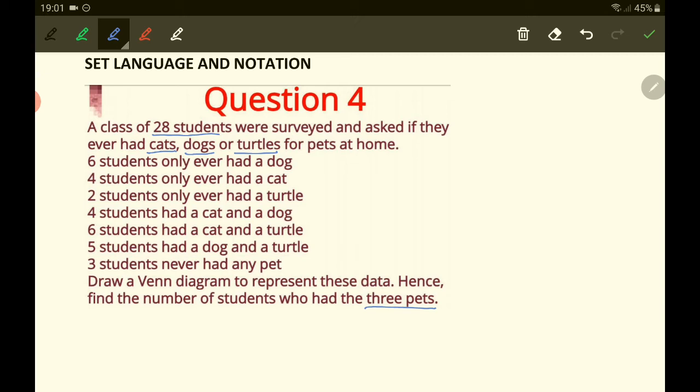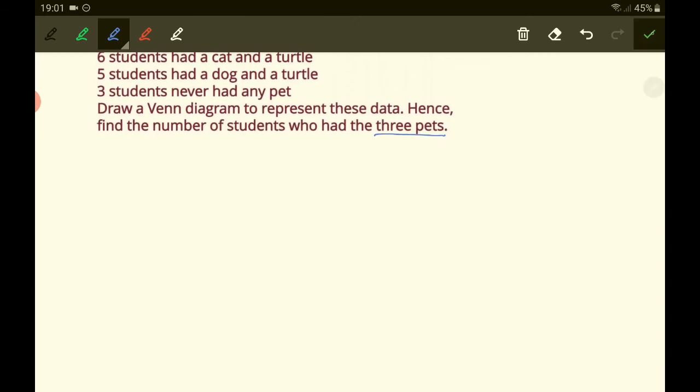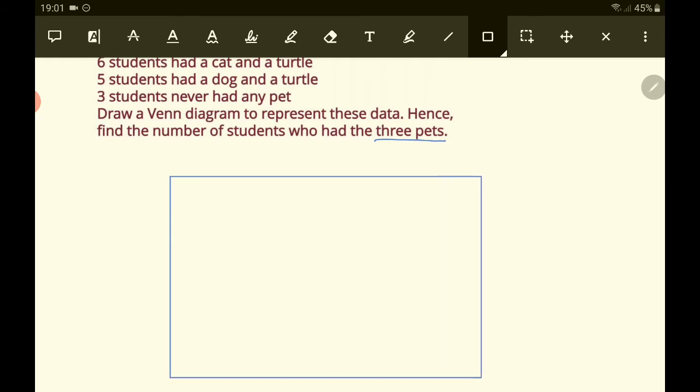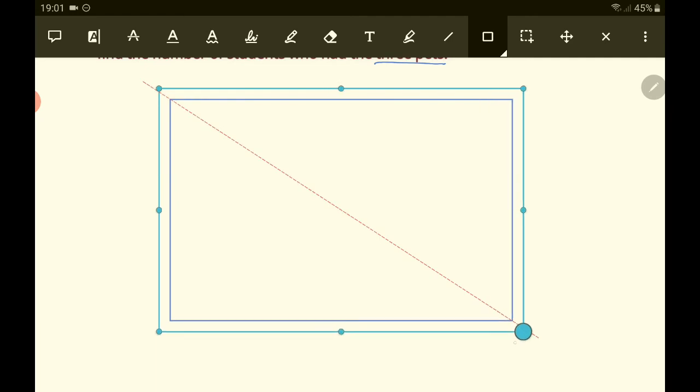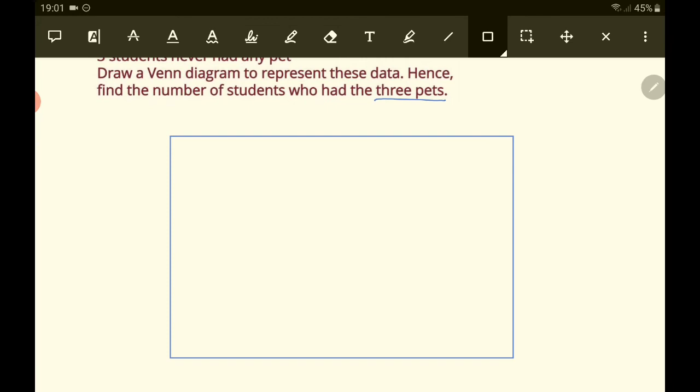First, if we want to solve this problem, we need to draw a Venn diagram. So I want to draw the box first. Here I want to make a bigger one. Here is the box. So this is the box, and I want to draw 3 circles.